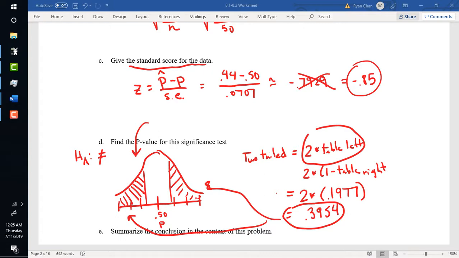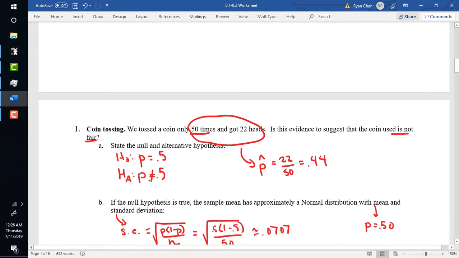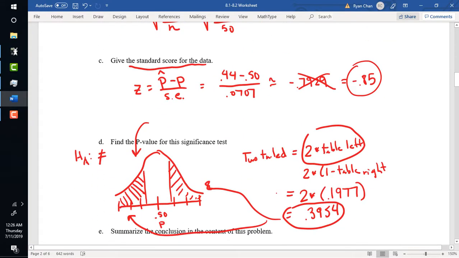So let me talk about this right here. The idea is we're trying to see if I get 22 out of 50 heads, if it's not fair, if it's really fishy. The answer it's telling us is that we have a 39.5% chance of this happening. So that's actually a relatively high percent chance. If my area, the percentage under my area, is smaller, that means it's less likely to happen.